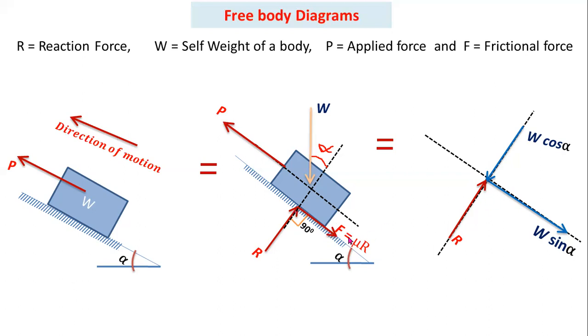Now you have to consider these two forces here. P is the applied force, F is the opposing force. These two are the opposing forces. This is the final free body diagram for this problem. Now by using this free body diagram, you have to determine the value of mu, the coefficient of friction.